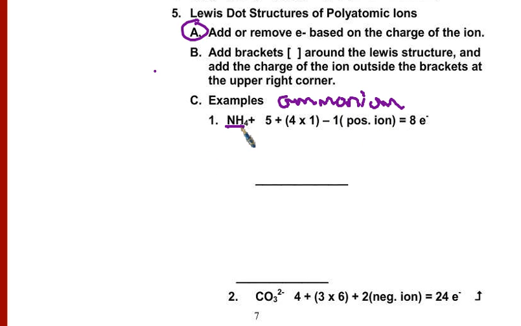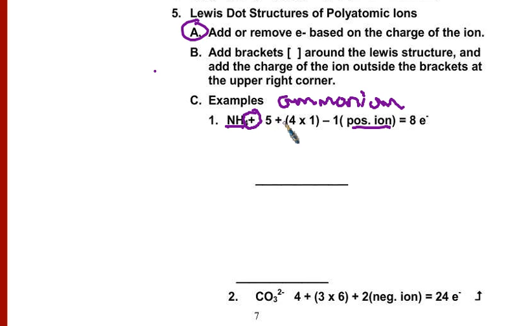Ammonium ion. And we're going to identify our electrons. Nitrogen has 5. Each hydrogen has 1. There's 4 of them. So 5 plus 4 times 1. But, see this positive right here? This positive means that somewhere in there we have 1 less electron than a neutral compound. And so we're actually going to subtract an electron from this total, because we have a positive ion.